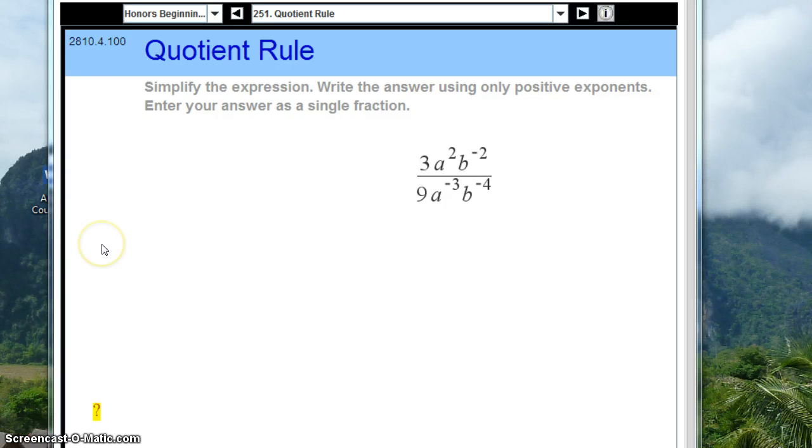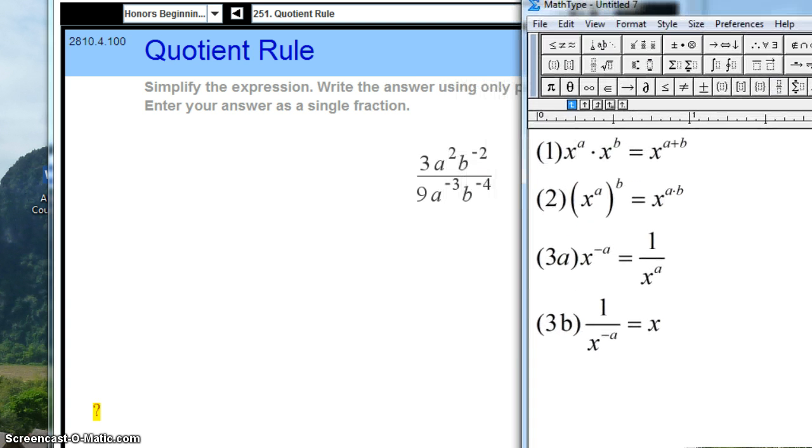Okay, so we are talking about the quotient rule here. And there's a bunch of exponent rules that you're going to kind of need to know, and they're all going to make sense together. So not just the quotient rule. So let's take a look at these. And if you don't know these, go ahead and pause the video, write these down, and keep these close.